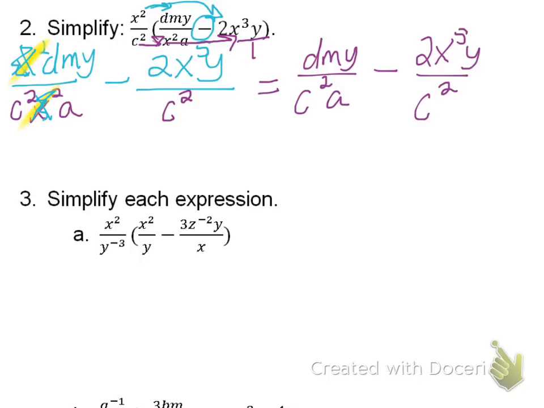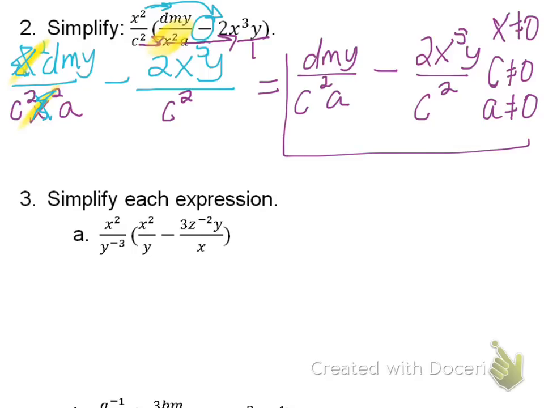And our excluded values are c cannot be 0 because it's in the denominator, a cannot be 0 because it's in the denominator. And then we always want to go back to the original equation and check to see if there are any other variables in the denominators that did not show up in our simplified version. And we have x in the original denominator, so x can also not be 0. So that's our final answer there.